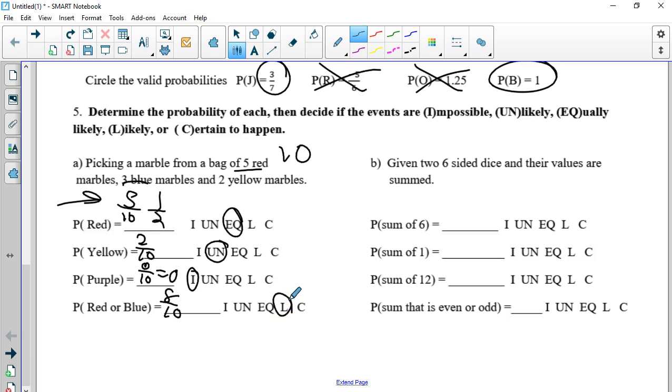Now, if I said, I pick a marble out of the bag, what's my chance of getting a marble? Well, that would be 10 out of 10. I'm guaranteed to get a marble if I pull out a marble. And that would be certain.